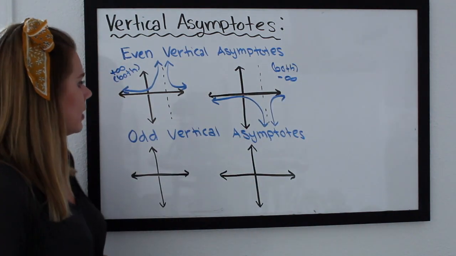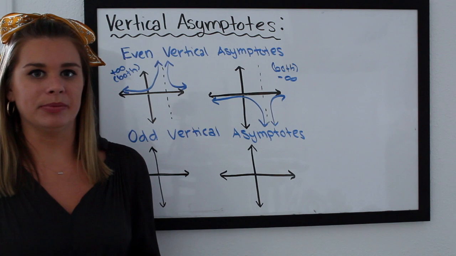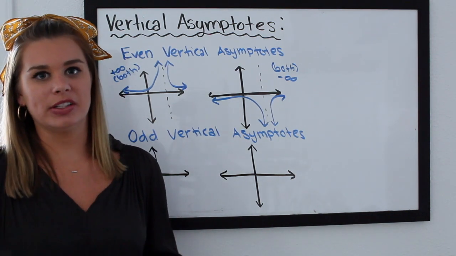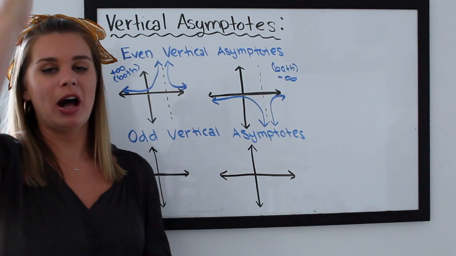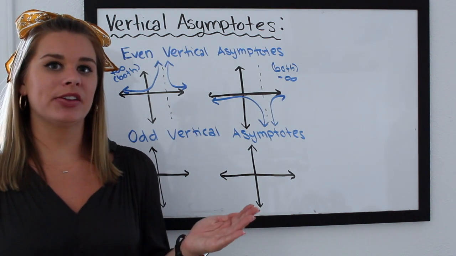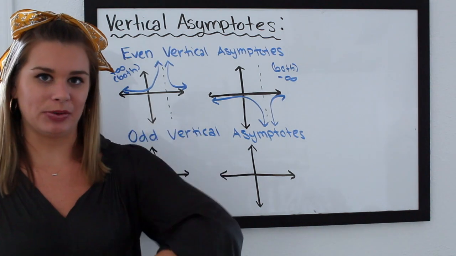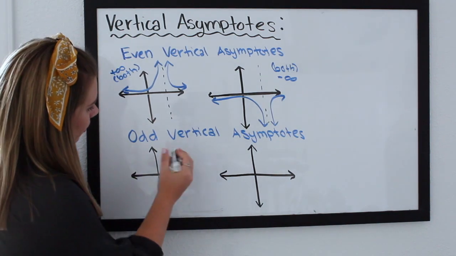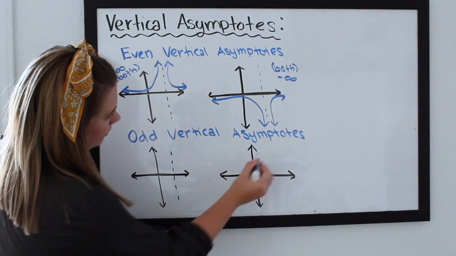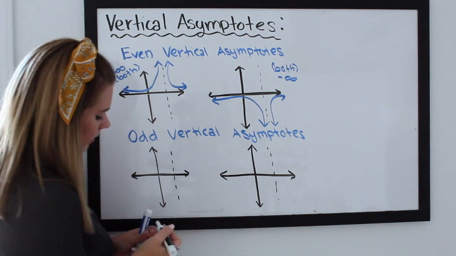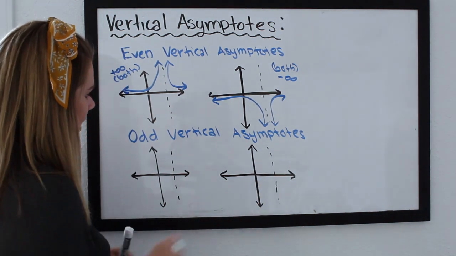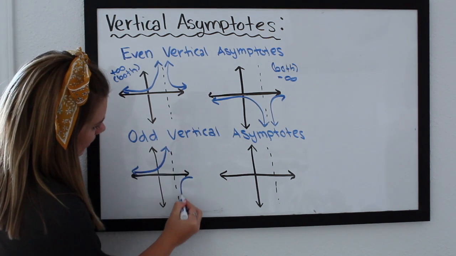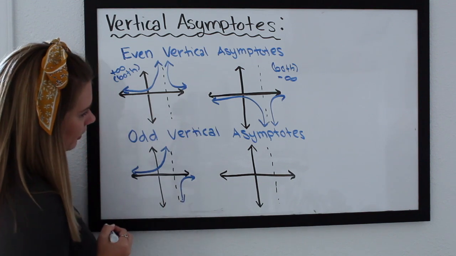Okay. Now, if we have odd vertical asymptotes, it's the opposite. So from one side, your function is going to be unbounded up to positive infinity, and from the other side, it's going to be unbounded down to negative infinity. So let me draw in my vertical asymptotes here. Okay, so on one side, we're going to go all the way up to positive infinity. The other side, we're going to go down to negative infinity.